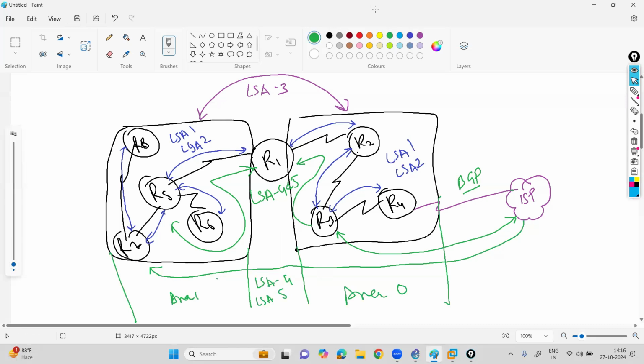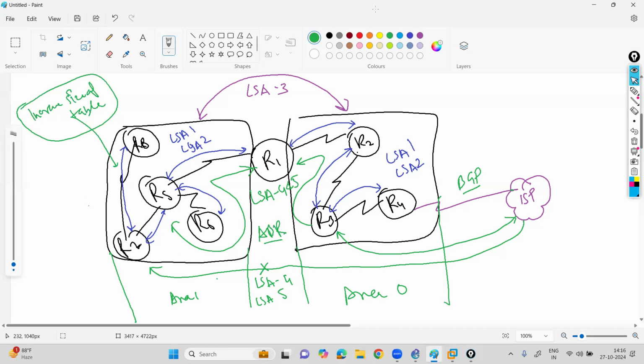Now, when these external routes are received, they will increase the size of the table, right or not? They are coming from external, right or not? In that scenario, if I want to block this LSA 4 and LSA 5 coming from the ABR, this is our ABR, right or not? Area border router.